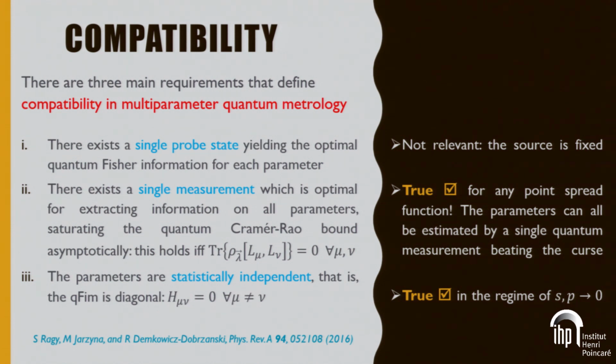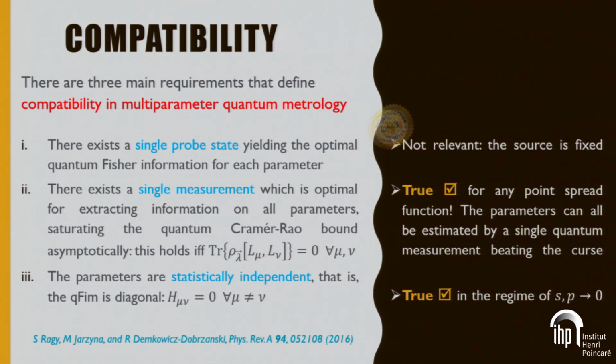So if they are arbitrarily close to 0, then the quantum Fisher information matrix becomes diagonal. This is a general result. This one, I don't know if it's general. We observed it for the Gaussian case. I suspect it's general, but we didn't do the calculation for the other, more complicated point spread functions. And so this is where we are.